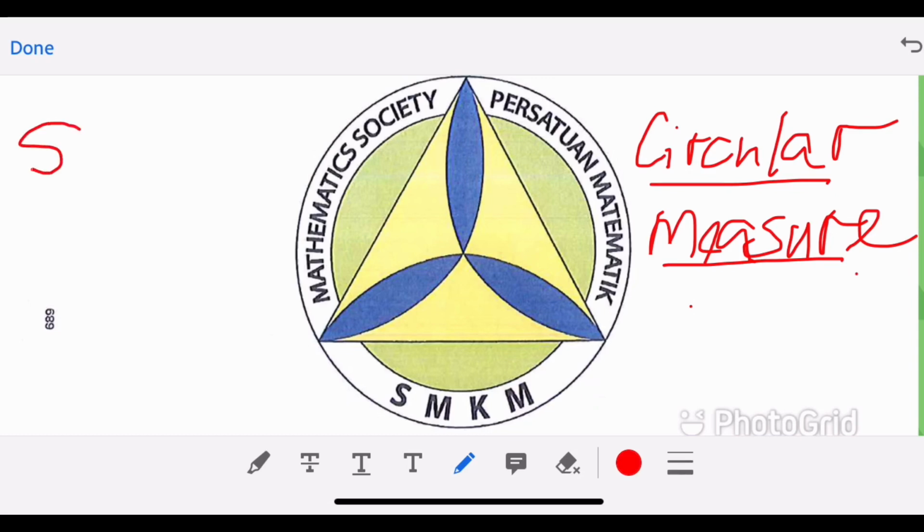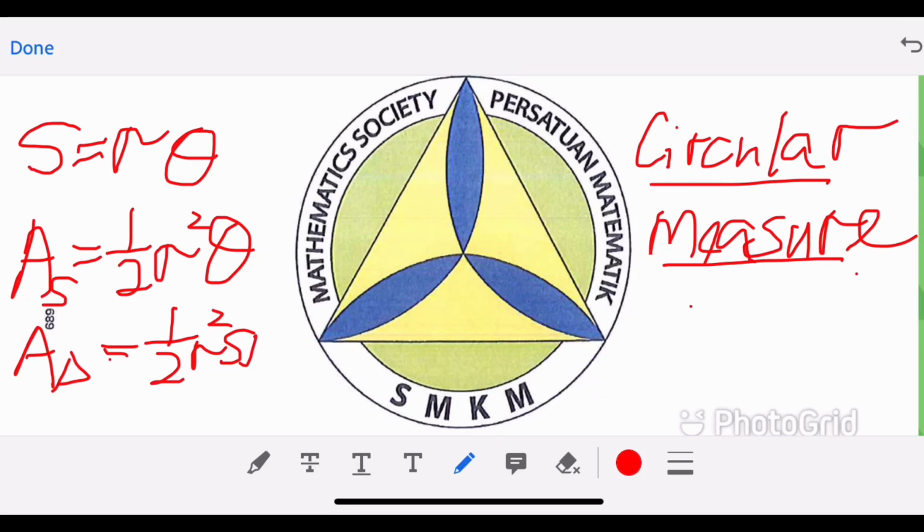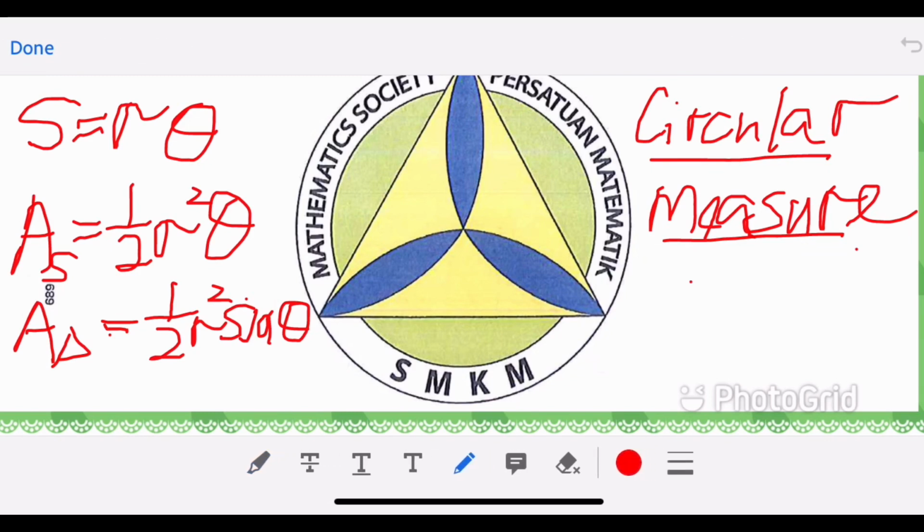For circular measure, the very basic formula is arc length s equals r theta, and theta must be in radian. The area of the sector is 1/2 r squared theta, where r is the radius and theta also must be in radian. The area of the triangle, which you learned in solution of triangles, is half ab sine c. But for the circle, a and b are equal to the radius, so instead of half ab sine c, we write half r squared sine theta. Theta is the angle between the two sides, which we call the included angle.